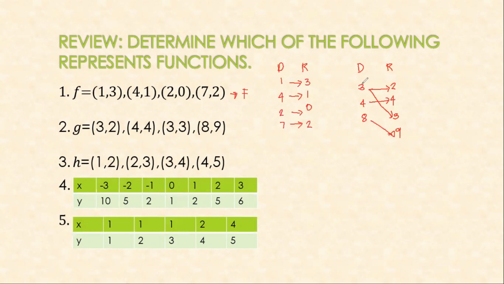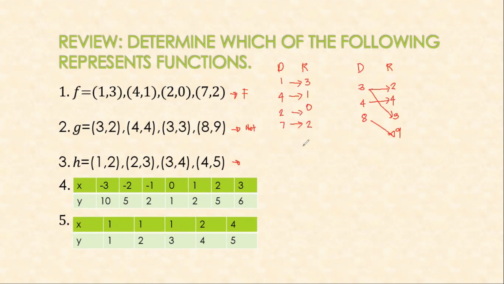So observe that our 3 here is paired to 2 and 3. So an element of the domain does not have a unique second element. So therefore, the correspondence is one to many. Therefore, the set of ordered pairs does not represent a function. So this is not a function.